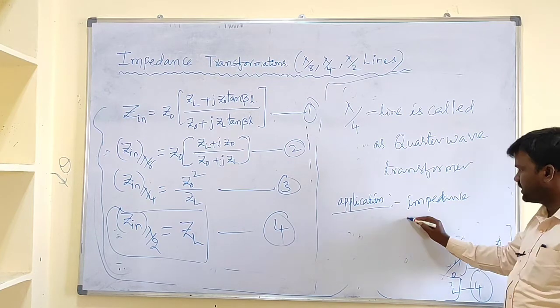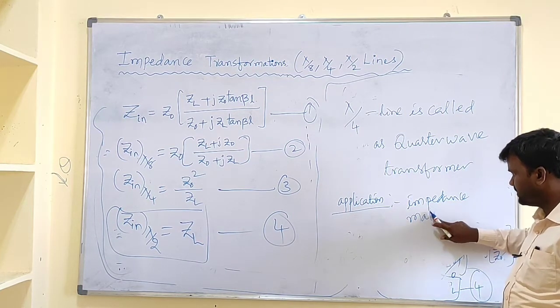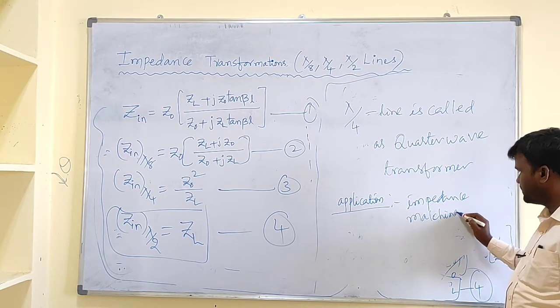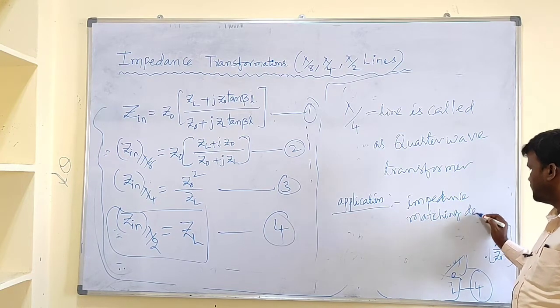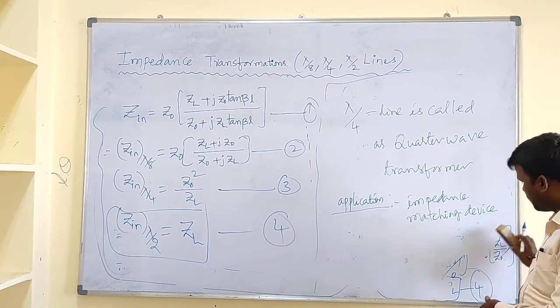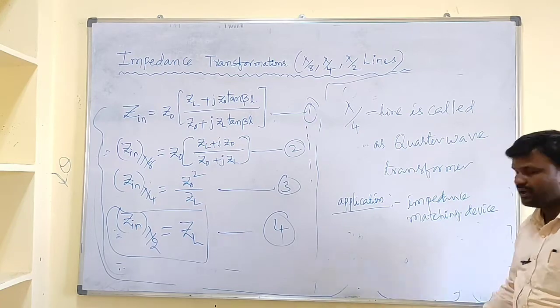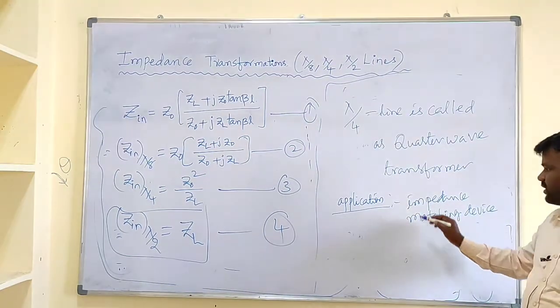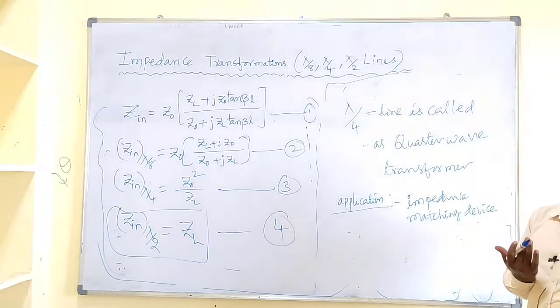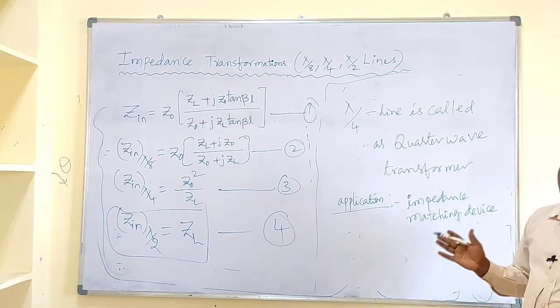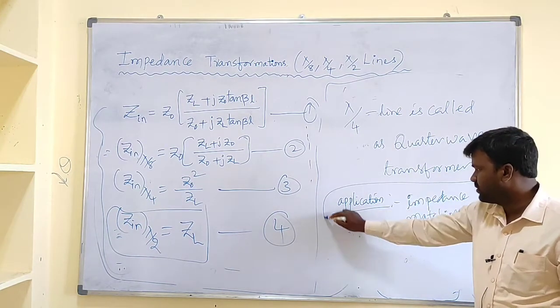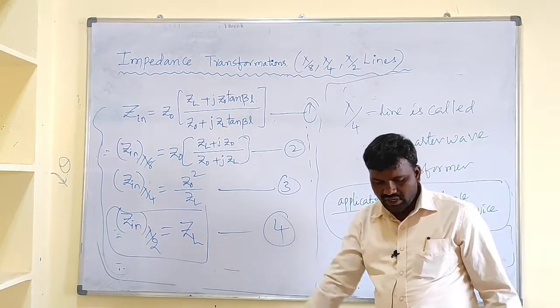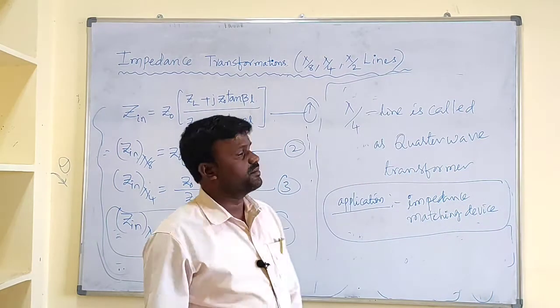It can be used as an impedance matching device to get maximum power at the load end. To deliver maximum power we require impedance matching between source and load. For that impedance matching, we can use our lambda by 4 line or quarter wave transformer as an impedance matching device.